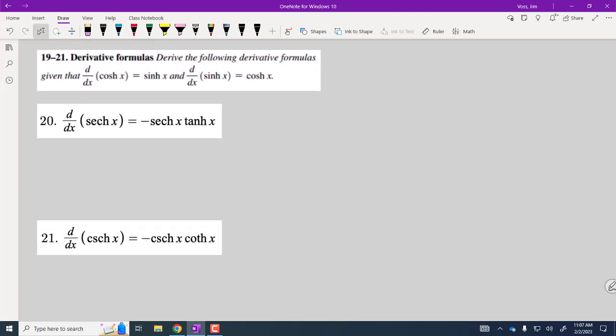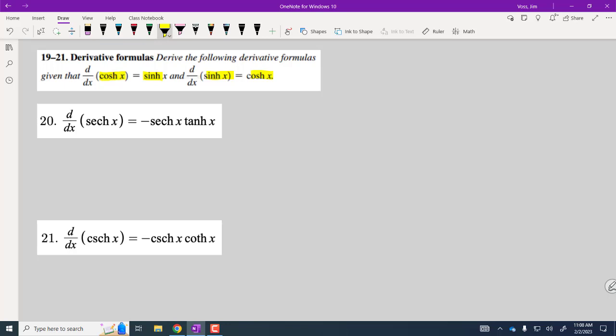So just like with the trig functions in Calc 1, you started by showing the derivative of sine was cosine and the derivative of cosine was minus sine. You did it with limits. And once you knew the derivative of sine and cosine, you could find all the other derivatives with the product rule, the quotient rule, or whatever. Same idea here. We're going to use these two basic facts, derivative of cosh is sinh, derivative of sinh is cosh, to show the other ones.